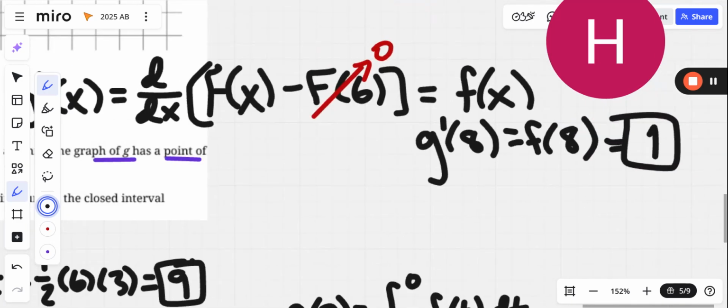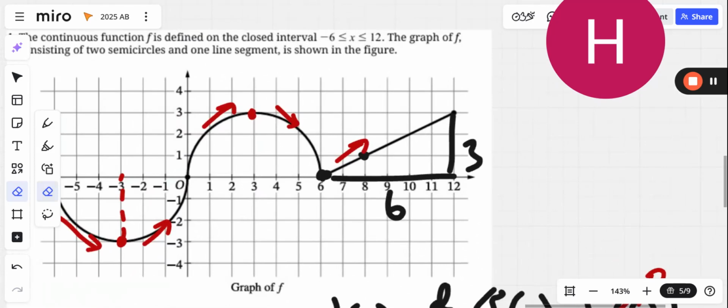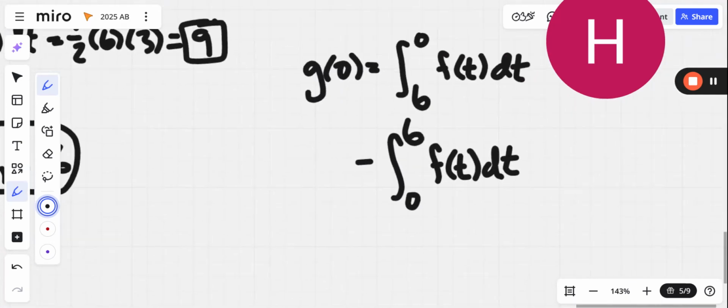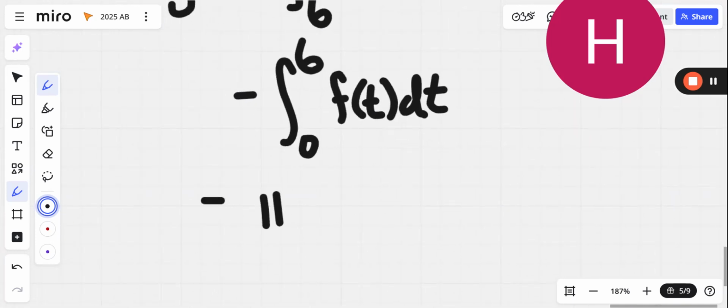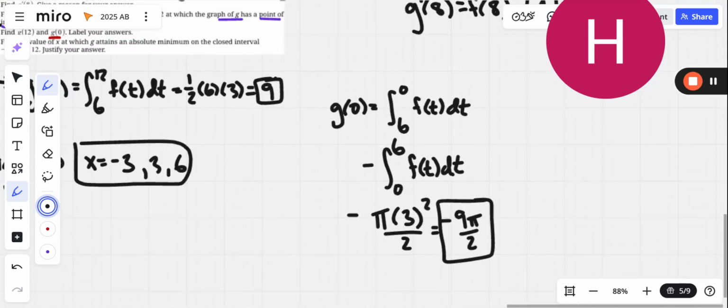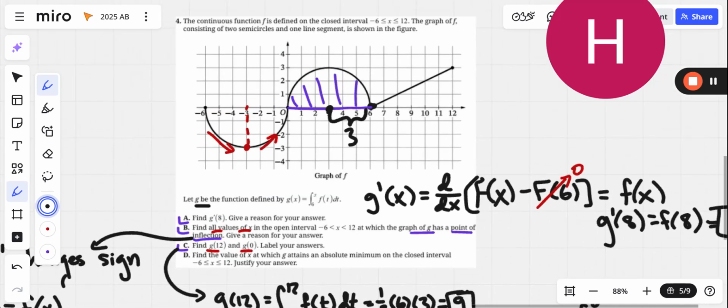So the integral from 0 to 6, if we take a look here, it's just a semicircle. I didn't even have to erase all that, but it's just this semicircle here. So what is that area underneath that curve? It's just a semicircle. So the radius is 3. Therefore, the area of that circle is pi times 3 squared, but it's only half of a circle. So it's a negative 9 pi over 2. That's the value. Okay, pretty easy. Straightforward stuff, you guys.